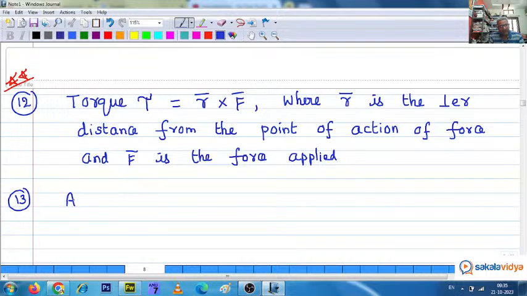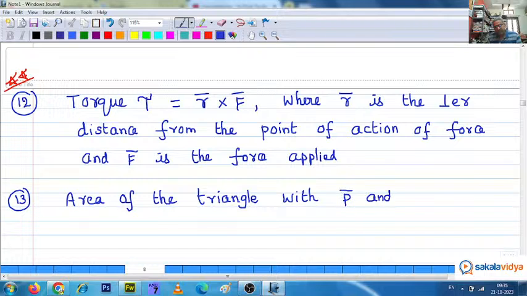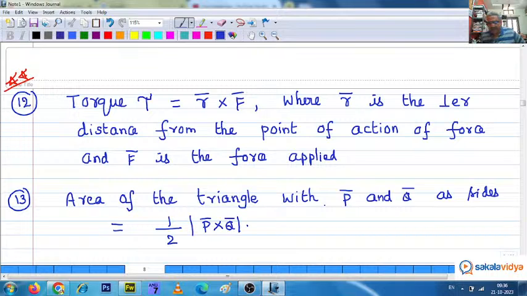How to find out the area of the triangle? Area of the triangle with P bar and Q bar as sides is equal to half modulus of P cross Q. Right. This is actually the scalar area. If you want vector area, half times P bar cross Q bar.